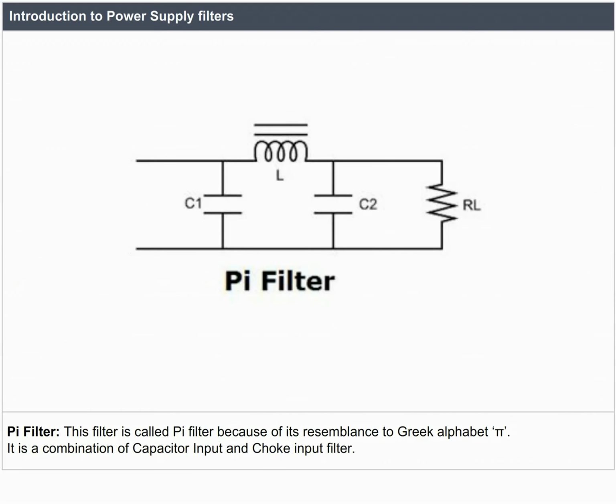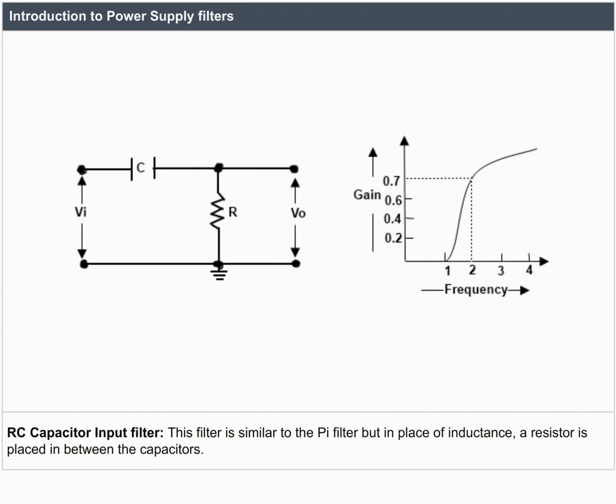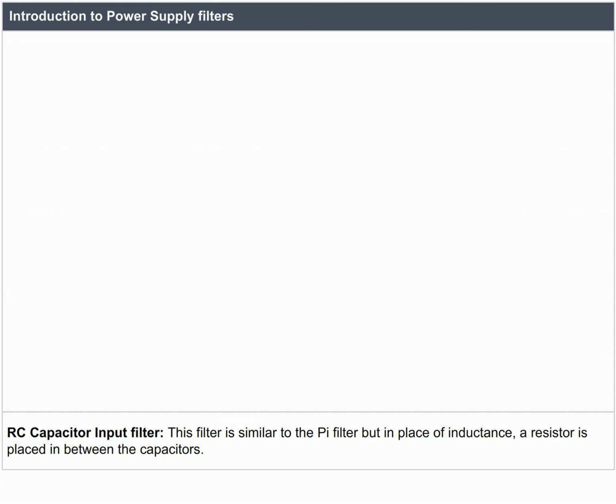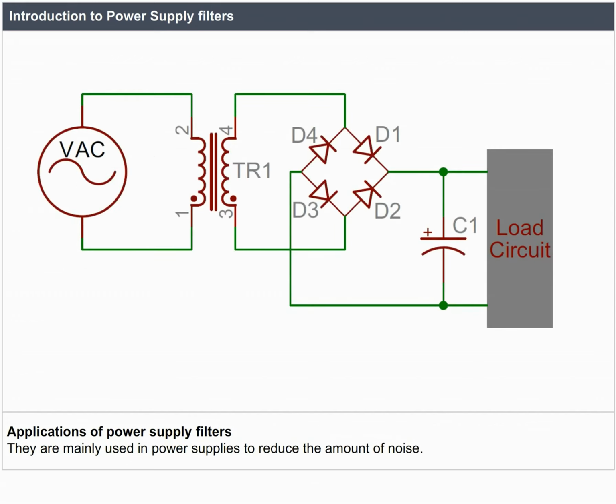Pi filter. This filter is called pi filter because of its resemblance to the Greek alphabet pi. It is a combination of capacitor input and choke input filter. RC capacitor input filter. This filter is similar to the pi filter, but in place of inductance, a resistor is placed in between the capacitors. Applications of power supply filters. They are mainly used in power supplies to reduce the amount of noise.